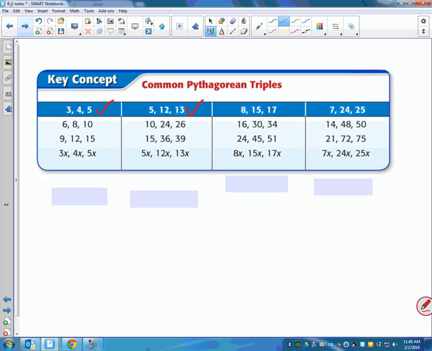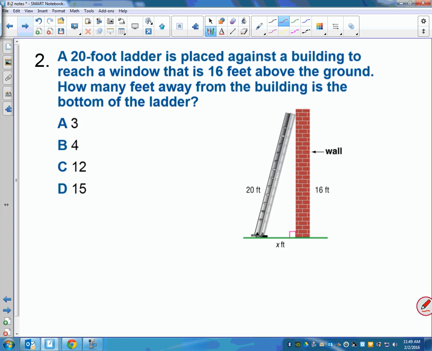There are lots of application problems with Pythagorean theorem. Some work out nice, some don't. I guarantee you when you take the PSAT next year, there will be Pythagorean theorem in that test. And so I've done questions like this in my pre-calc class this year.